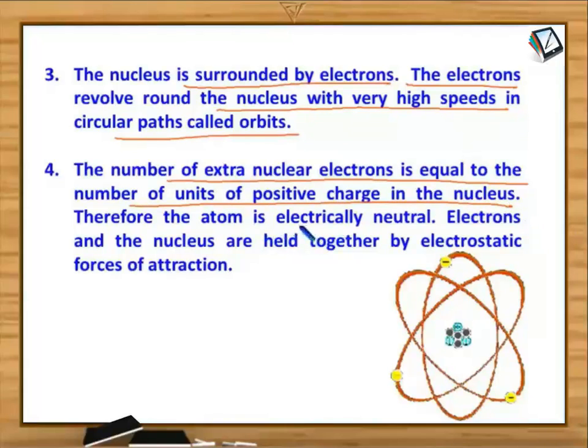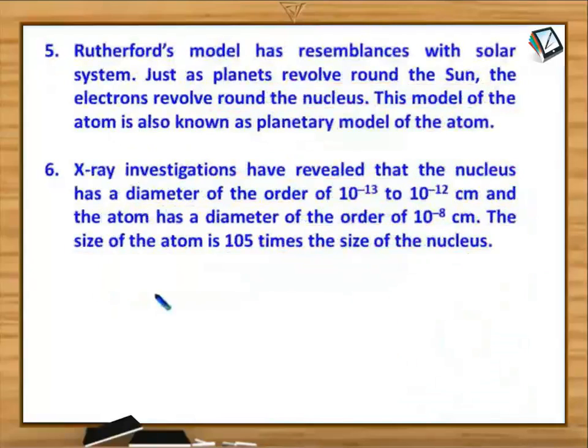And that is the reason why atoms are electrically neutral, isn't it? The electrons and the nucleus are held together by the electrostatic force of attraction. So, what is binding the electrons? The positive charge which is present in the nucleus is holding the electrons with the help of the electrostatic forces of attraction. Then the next point, the Rutherford model has resemblance with the solar system.